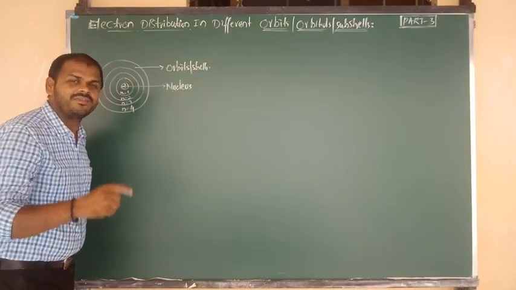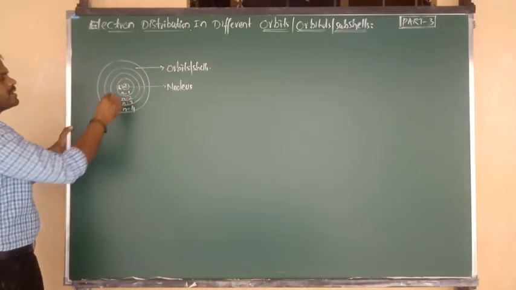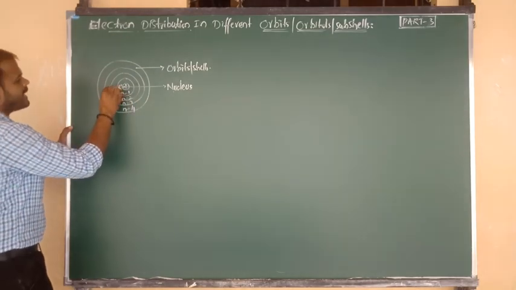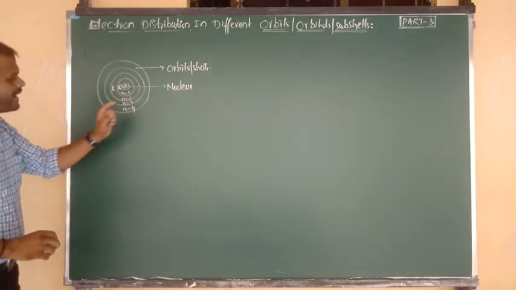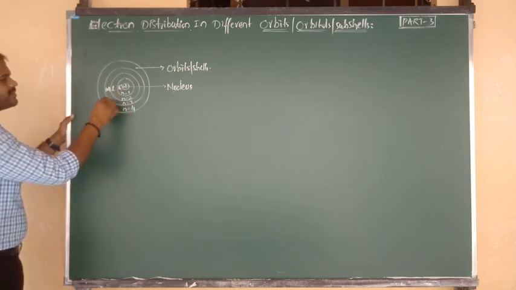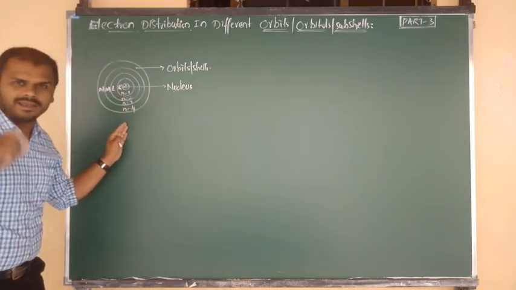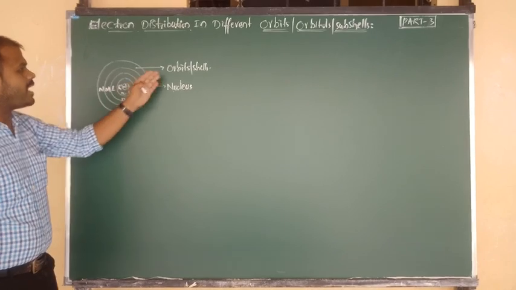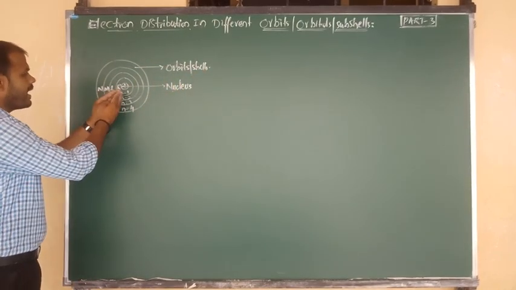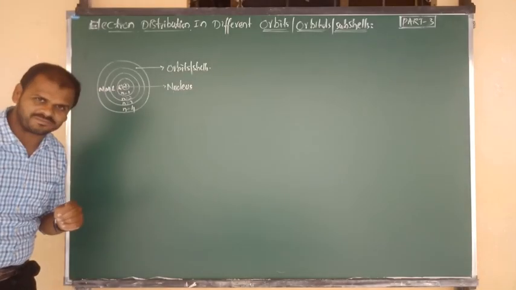N equal to 1 is the first orbit, but orbits can also be represented by shells, using letters. The first orbit is the K shell, the second orbit, n equal to 2, is the L shell, the third orbit, n equal to 3, is the M shell, and the fourth orbit is the N shell. So orbits are denoted by small n, the principal quantum number, and orbits are known as shells, which can be denoted by the letters K, L, M, N, O, and so on.